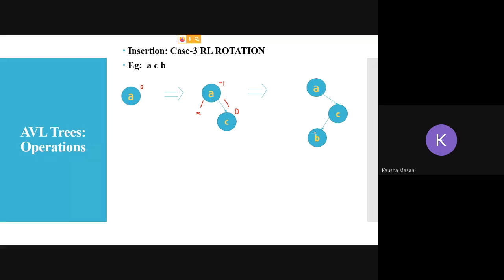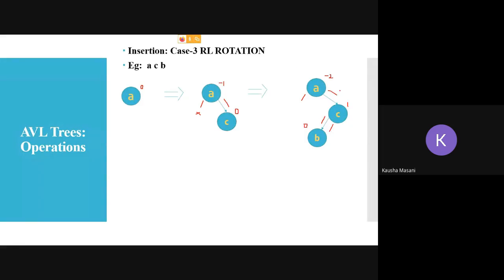Now go and calculate the balance factor. At B, what is the balance factor? 0. At C, what is the balance factor? 1 minus 0, so it is going to be 1. What is the balance factor at A? 0 minus 2, so it is going to be minus 2. So it went out of range. I need rotation. But here, what is the case of my rotation? It is right, left.